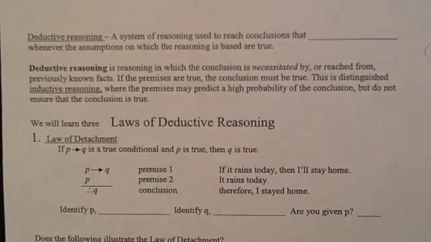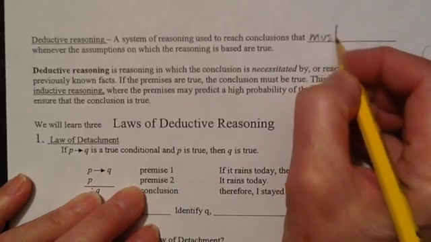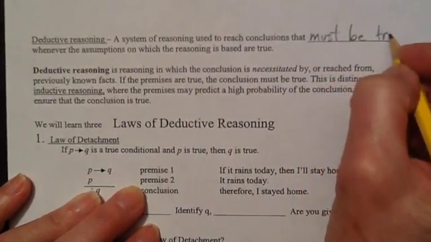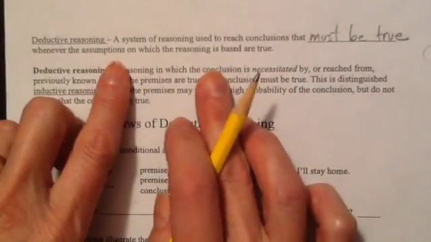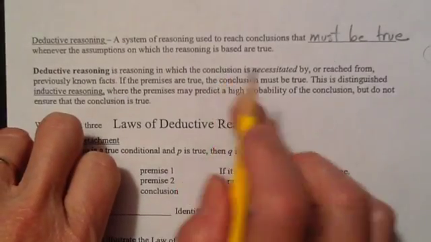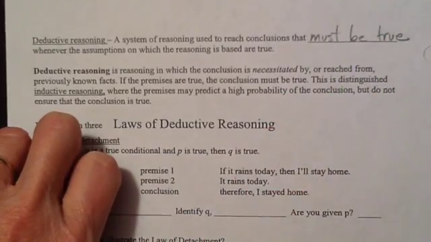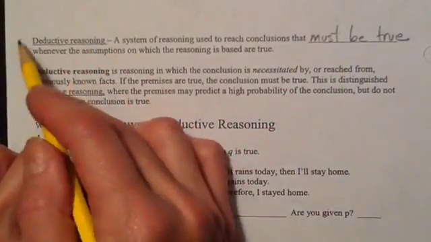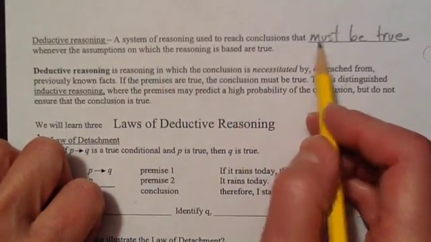All right, so we have all our if-then statements, and now we want to take a look at deductive reasoning, which is a system of reasoning used to reach conclusions that must be true whenever the assumptions on which the reasoning is based are true. So if we have certain assumptions which are true, and we use a system of if-then statements and we logically connect them, and that is our system of deductive reasoning, connecting these statements, then the conclusion must be true.